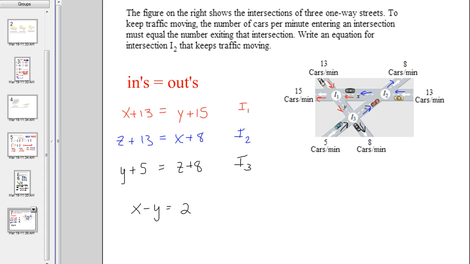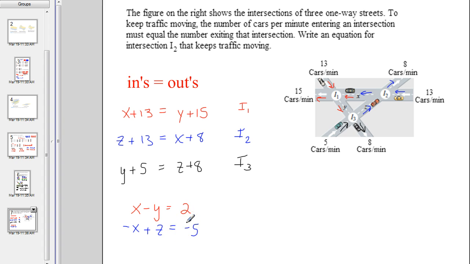I'm going to change it back to red so you know which equation is which. Okay, for I2, that's the blue equation. I'm going to move the x over here with z, the 13 over here with the 8. So that'll be a minus x. I'm going to move it over, plus z equals, then the 8, I'll subtract the 13 over. So I'll end up with 8 minus 13 is negative 5.